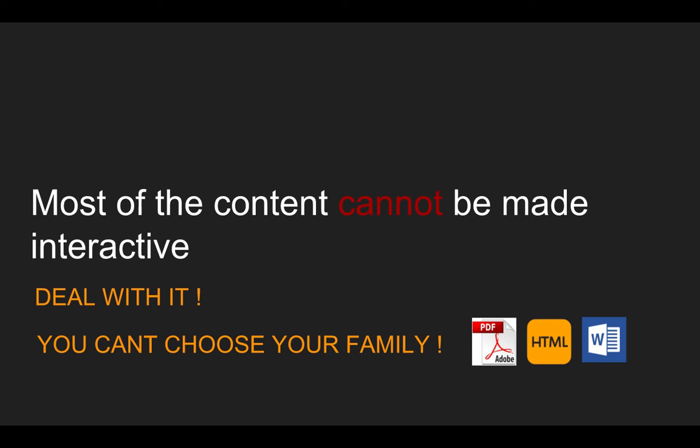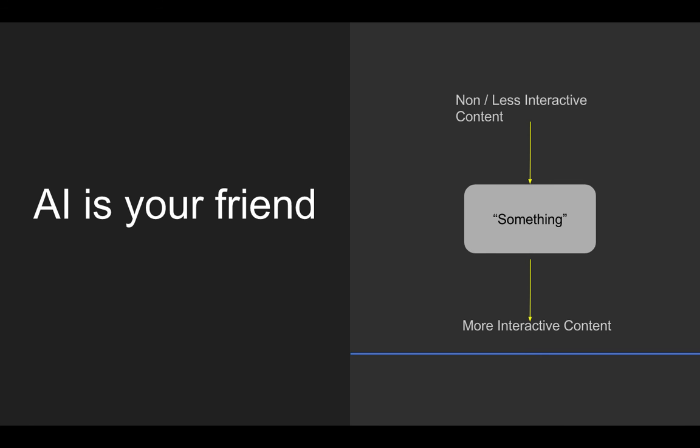You can't choose them. But then they also say that you cannot choose your family, but you can choose your friends. So you have some friend which can rescue you from the monotony of such content, some tools that can help you take care of that problem. So let's move ahead and understand. So AI is your friend. It comes with a lot of promises.